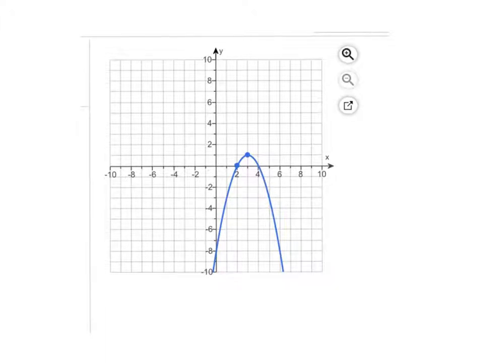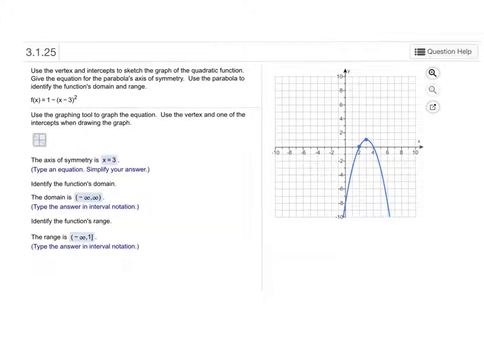Once you save it, then the computer will bring you back to the original question, and you'll see that this graph is plotted. Now you need to identify the axis of symmetry, the domain, and the range. This is what your question will look like when you completed the problem. Notice that the next question after you graph the parabola asks you about the axis of symmetry. The axis of symmetry is always at x equals h. And the vertex, remember, was (h, k). And we said that the vertex was (3, 1).